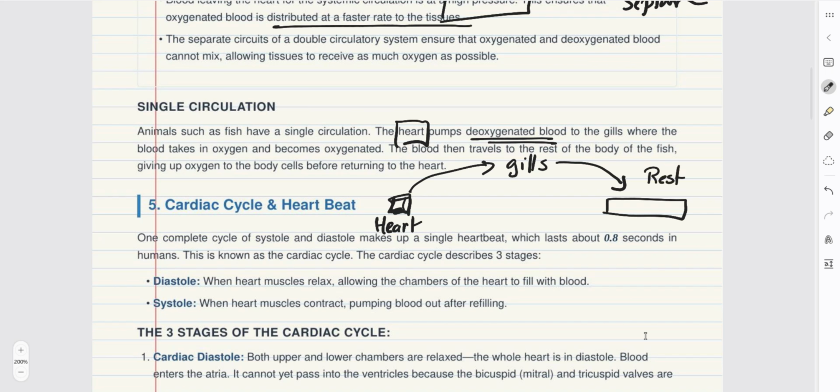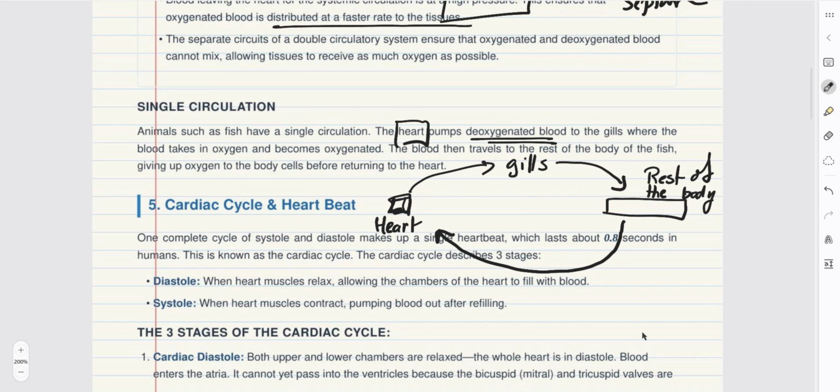All right, so let's say the rest of the body, and from the rest of the body, blood will come back to the heart. So see, in one cycle, it leaves the heart, it gets oxygen, it delivers the oxygen, then it comes back to the heart. So this is an example of single circulation.